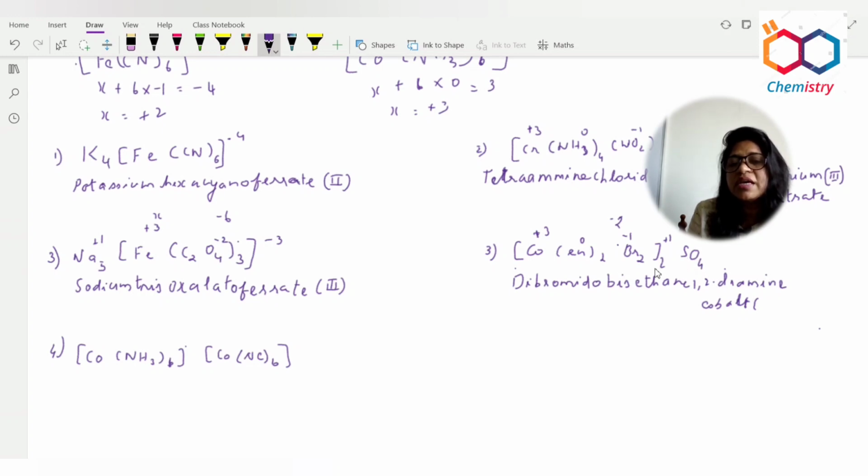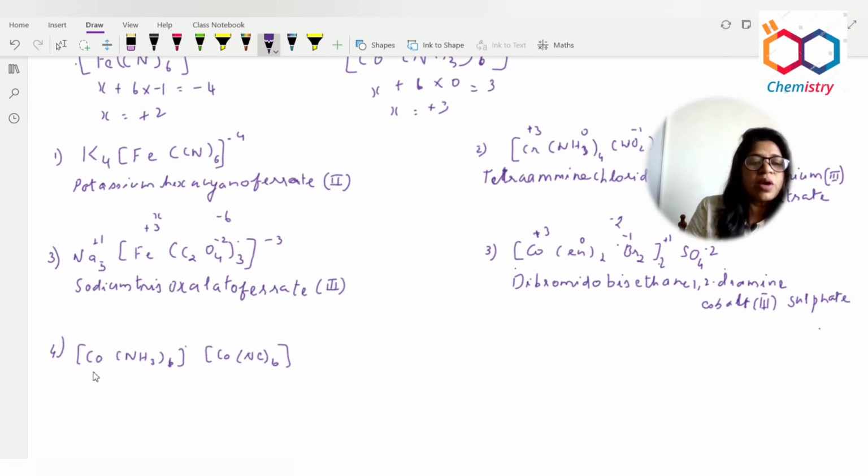Why did I write +1? Because here I am having a square bracket, and there is that 2. That 2 is of this sulfate. -2 has come here. So definitely the coordination entity has a charge of +1, because for sulfate there is no 2. So here I am putting +1. So the oxidation state of cobalt is +3. So I am putting here 3, sulfate. Just as you name a sulfate salt, you have to name it.